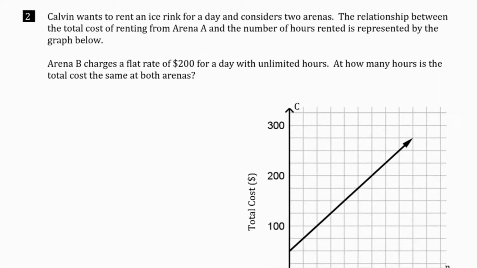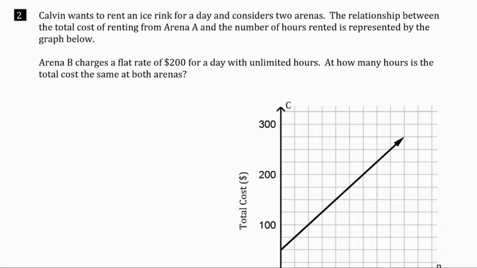Question 2. Calvin wants to rent an ice rink for a day and considers 2 arenas. The relationship between the total cost for renting from arena A for a certain number of hours is represented in the graph below. So it's telling us that this is A. Arena B charges a flat rate of $200 a day.